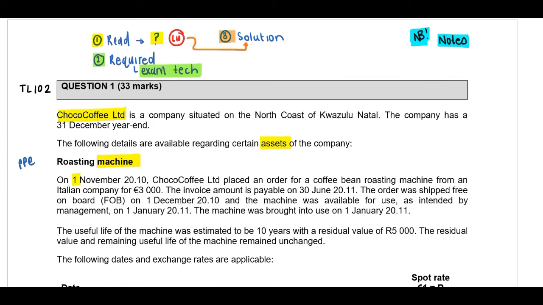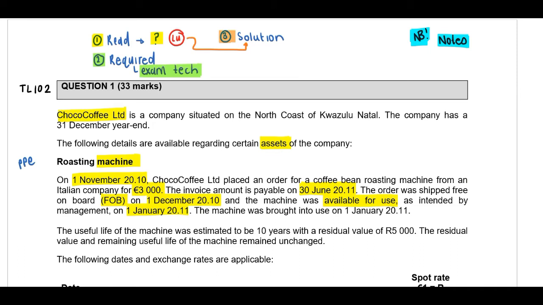On 1 November 2010, ChocoCoffee Ltd placed an order for a coffee bean roasting machine from an Italian company for £3,000. The invoice amount is payable on 30 June 2011. The order was shipped free on board on 1 December 2010, and the machine was available for use as intended by management on 1 January 2011.